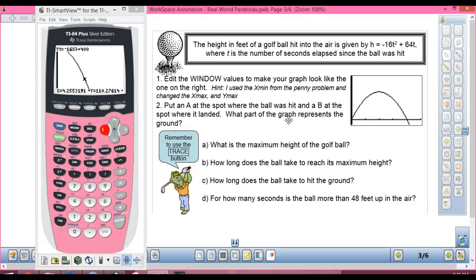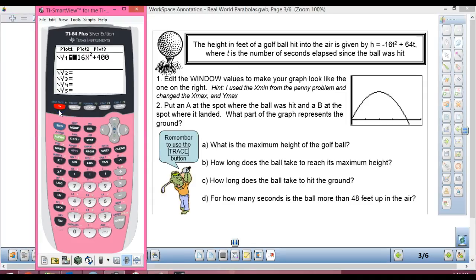All right, so the next one says the height in feet of a golf ball hit into the air. So what's the difference between this one and the last one? If I'm hitting the golf ball in the air or if I'm dropping a penny off a building? What's going up in the air? Yeah, so if I hit a golf ball in the air, it's going to go up and then come back down. Okay, so my time, I'm going to want to see that whole thing, whereas the other one is just going straight down. So, go back to y equals.